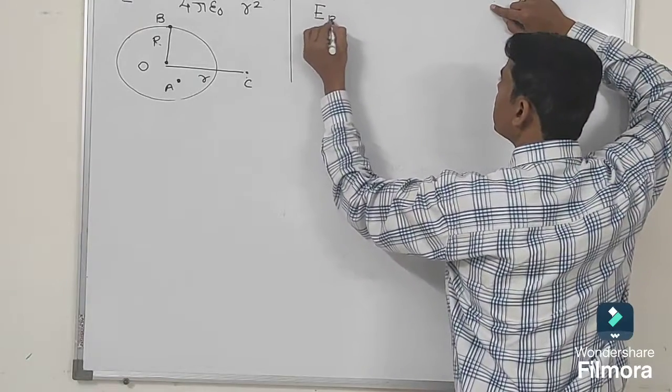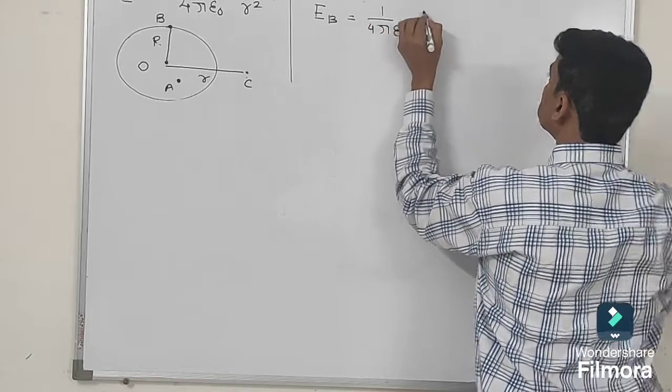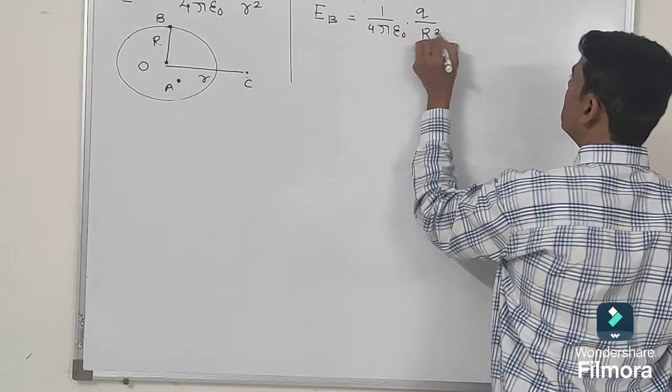On the surface, that is at point B, electric intensity on the surface of the charged sphere is Q upon R square.